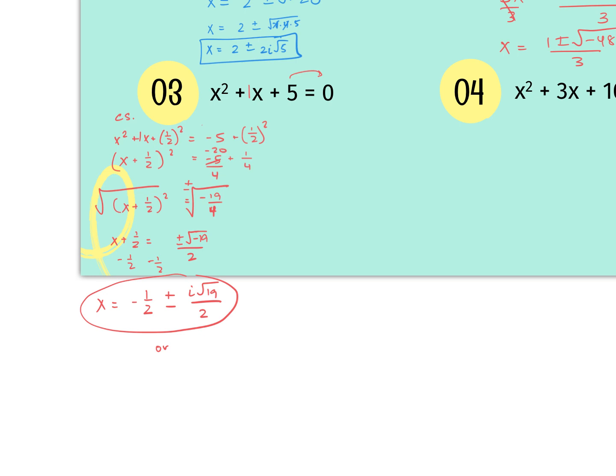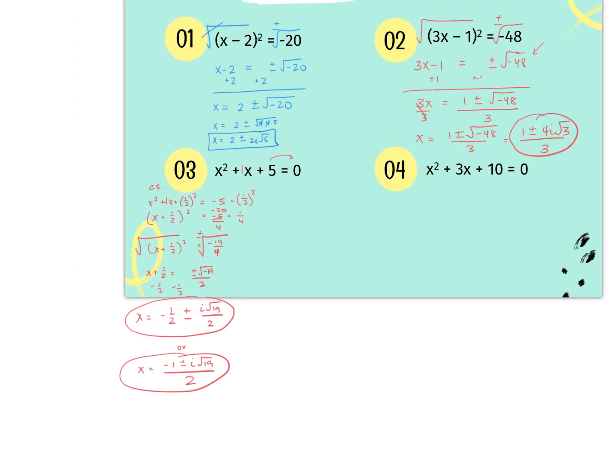Or you could combine your numerators. So it'd be negative 1 plus or minus i radical 19 all over 2. And that's also acceptable. So again, where did the complex part come in? In the final answer at the end. So it wasn't immediately obvious that that's what you were doing.